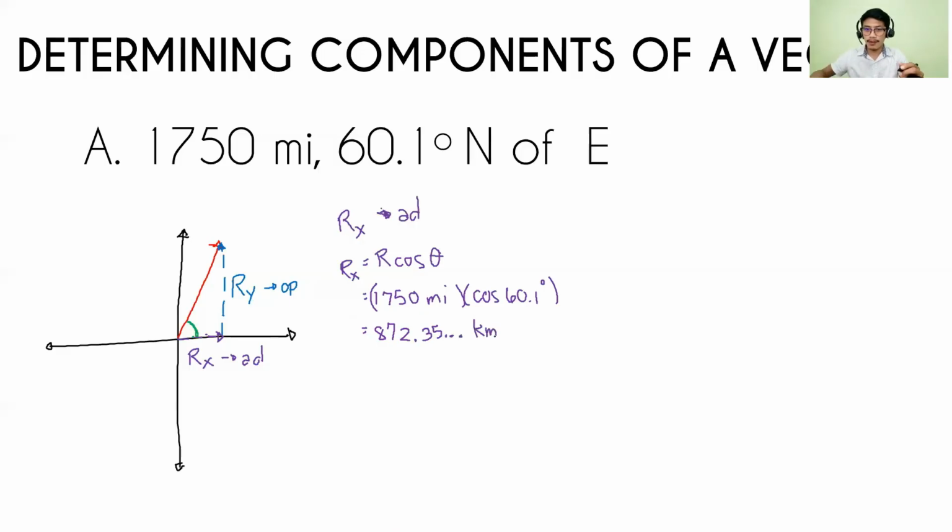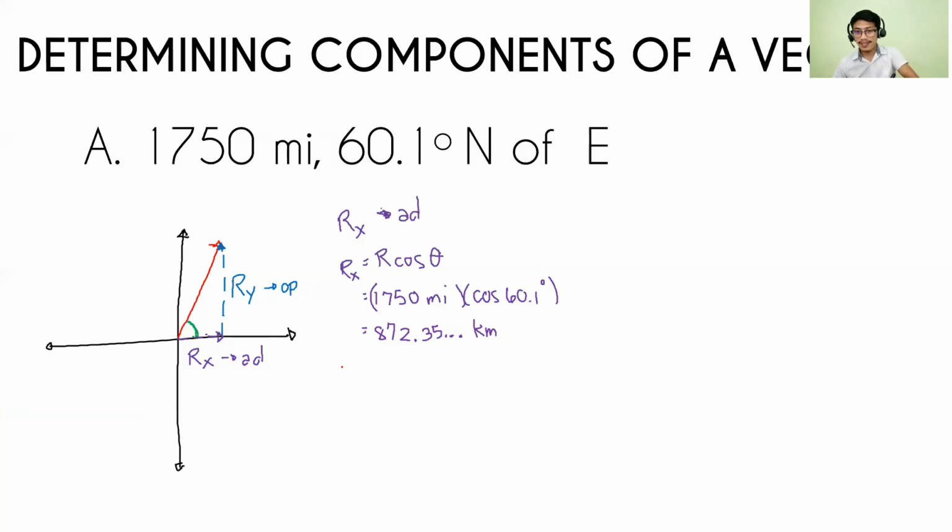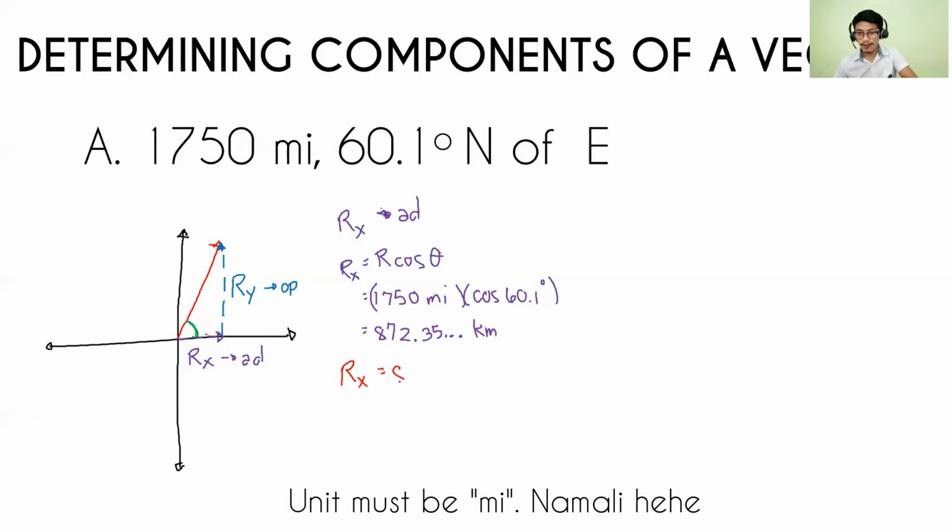Now remember, this is multiplication. That means we are going to follow the rules, which is least significant figures. So ano ba yung least significant figures natin? Tatlo from 60.1. At saka tatlo man din yung 1,750. So that means our final answer must only contain 3 significant figures. So Rx is equal to 872 kilometers. 3 significant figures. Now, how about our Ry?